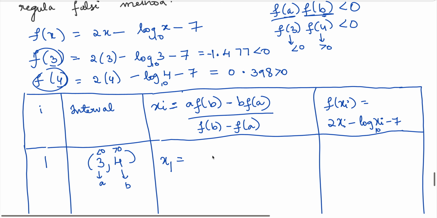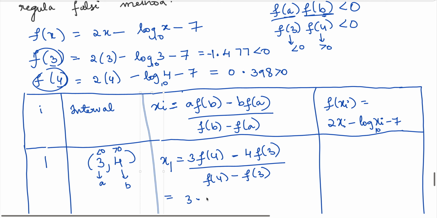First iteration, so it's x1. We know a is 3. So substituting, 3 into f of 4 minus 4 into f of 3, by f of 4 minus f of 3, which gives us 3.788. Now what is f of 3.788? We got our new x value as 3.788. If we find f of 3.788, this is equal to minus 0.002, which is less than 0.